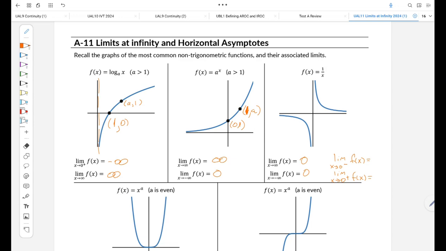Zero left and 0 right of f of x. We can do these from the graph. We could make a sign chart, a very, very similar sign chart to the one that I've written in pen up here. As we come in from the left, it's negative infinity. As we come in from the right, it's positive infinity. So negative, positive.